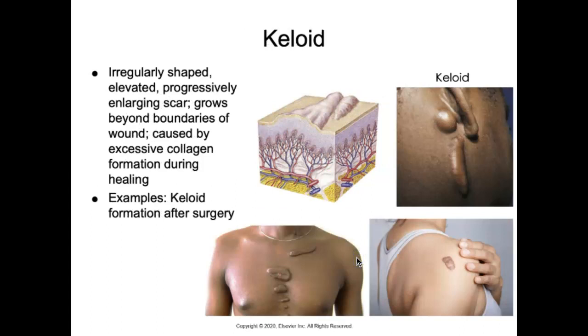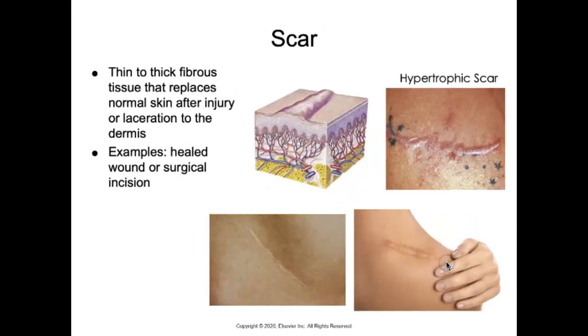Next, we've got keloids, and these are irregularly shaped elevated areas that are progressively enlarging scars, and it can grow beyond boundaries of a wound. That's what first initiates the keloid to take place, is there's some type of wound, and then we get an excessive buildup of collagen that forms during the healing process. So here are some examples of just regular keloids, and it could take place after surgery or some type of injury.